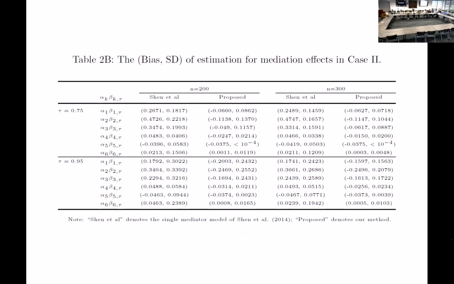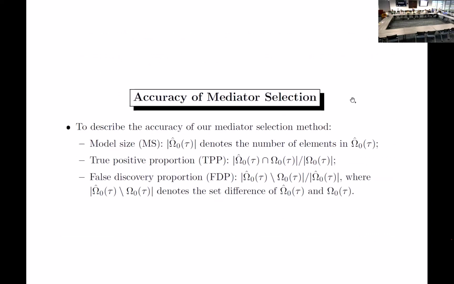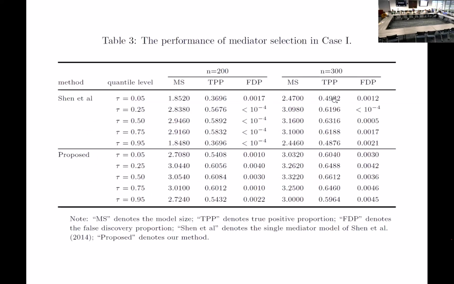So another measure is the accuracy of mediator selection. We use three criteria. The first one is the model size, that is the number of elements we selected. The second one is TPP, the true positive proportion: among those true mediators, how many we choose, what percentage. And the last one is the false discovery rate: among what we choose, how many are false positives? So we present the result here.